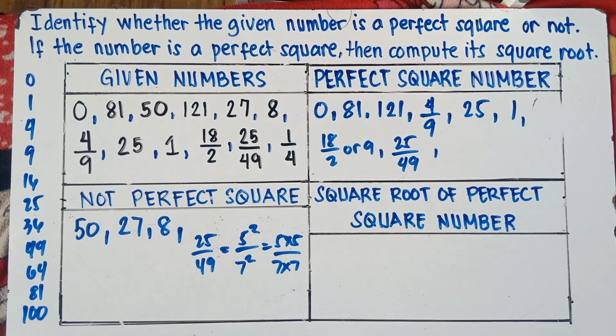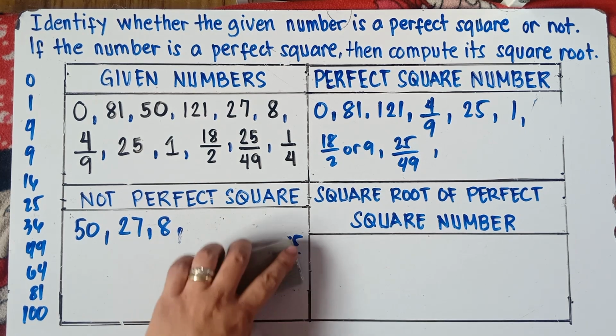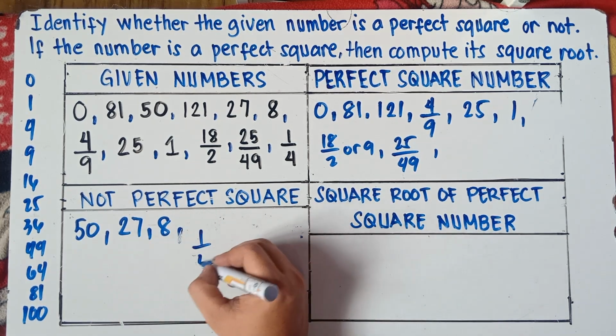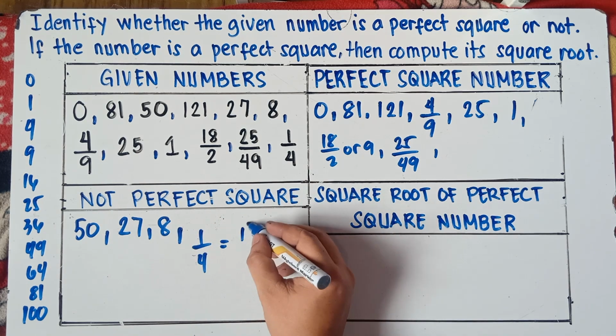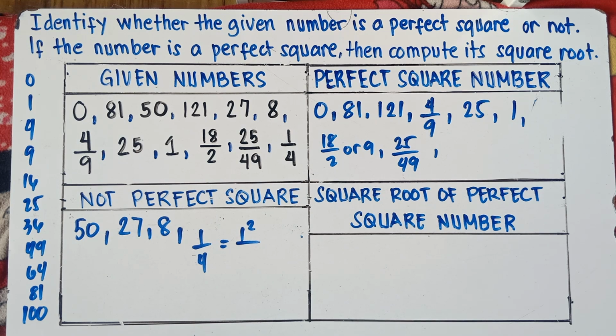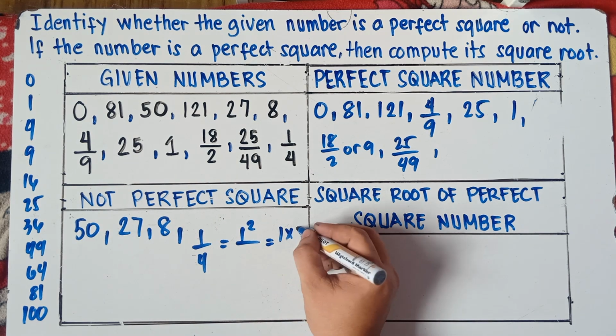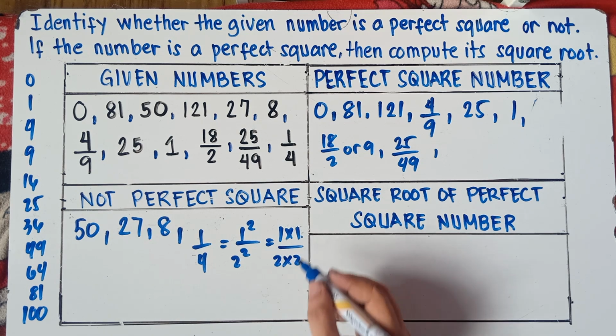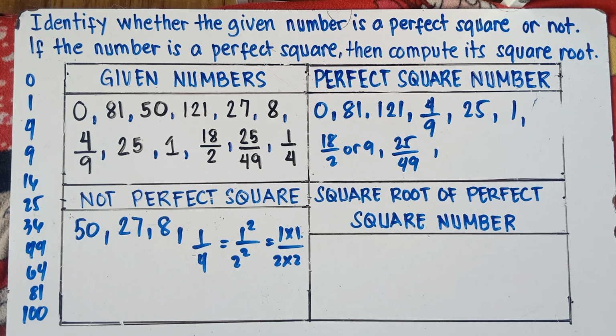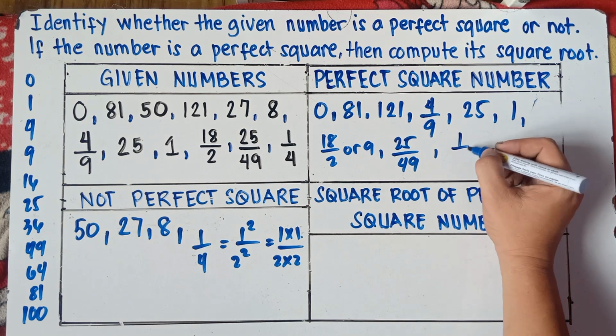How about 1/4, class? Is 1/4 a perfect square? So let's check. 1 over 4. For the numerator, can we get 1 squared? Is 1 squared the same as 1? Yup, because 1 squared means 1 times 1. And for 4, we have 2 squared, right? Because 2 times 2, that is 4. So therefore, class, 1/4 is a perfect square.